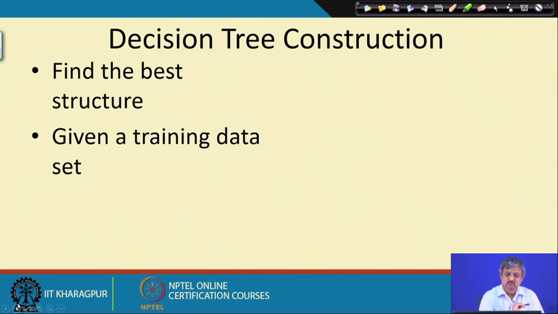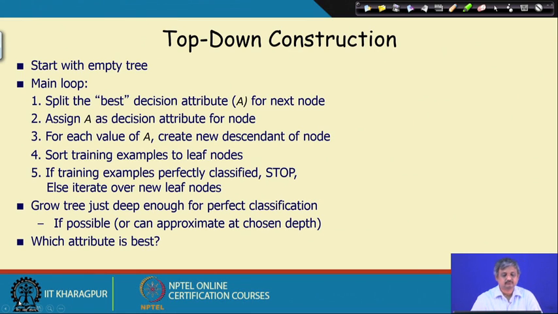Okay. So, this is my problem: given a training set, find the best structure. I will follow this top down construction rule for doing this. What I do is start with an empty tree.